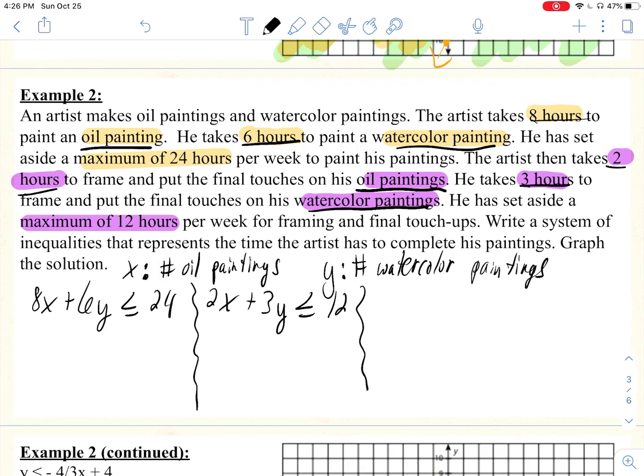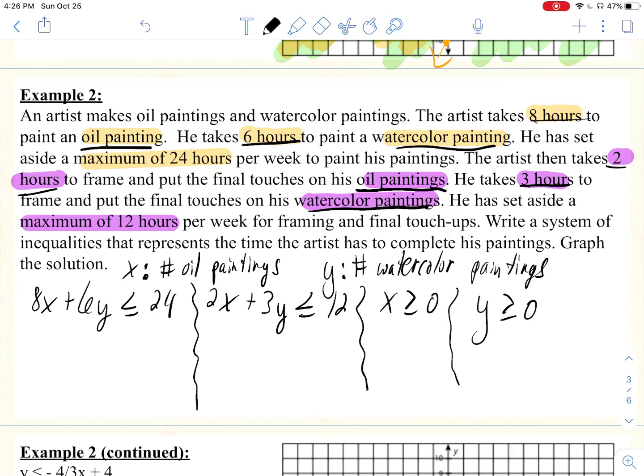All right, and then we have our constraints for this problem. We do have to establish these. We're going to have x is greater than or equal to 0 because we cannot have a negative amount of oil paintings. So we need to establish that x is going to be greater than or equal to 0. That means we also need to establish a constraint for our watercolor paintings. So y is greater than or equal to 0. So here's our 4 inequalities.